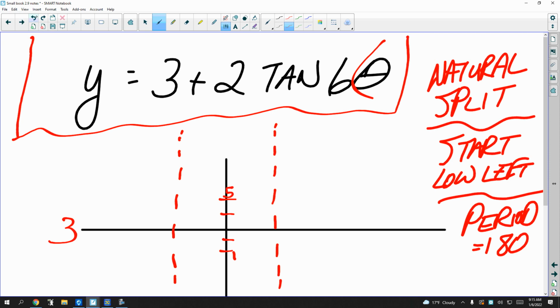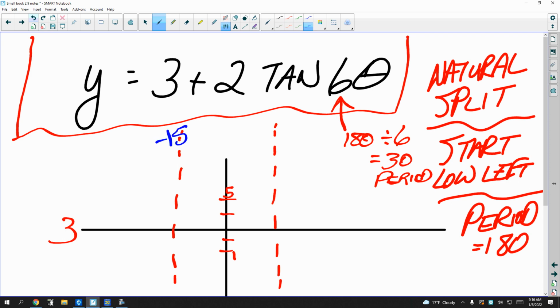However, this 6 is different. This 6 means 180 divided by 6. What is it normally? It's normally 360, but tangent has a period of 180. So that means that it's 30. That's its period. Okay, so does that mean 30 left and 30 right? No, it can't mean 30 left and 30 right because that wouldn't be a period of 30. It has to be 15 left and 15 right.